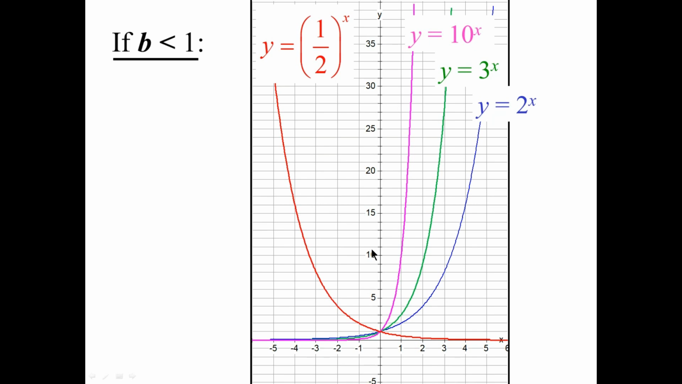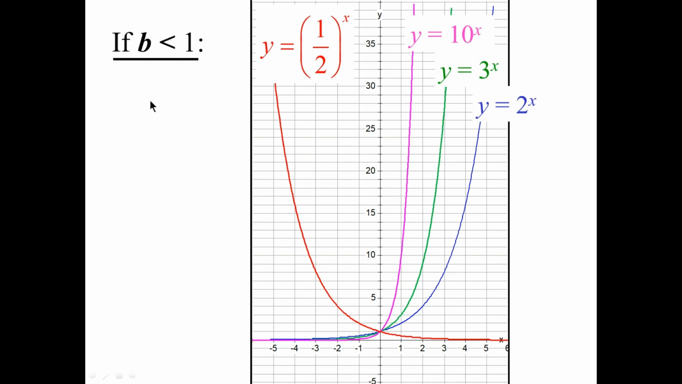Now I've put them all together: 1 to the x, 2 to the x, 3 to the x, 10 to the x. Now I've added 1/2 to the x, and we can see how different it is. The reason being that b is less than the number 1. Here b is 2, b is 3, b is 10. Now b is 1/2, and we see that its fundamental shape has changed.